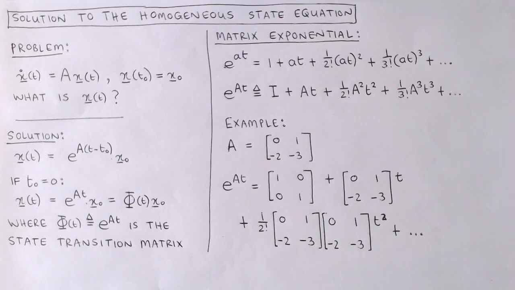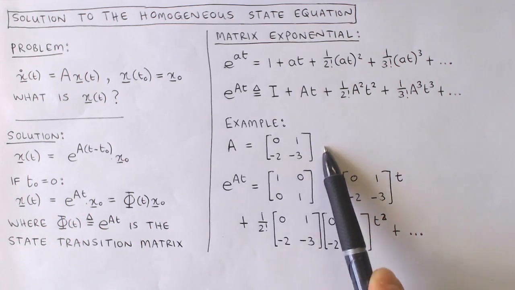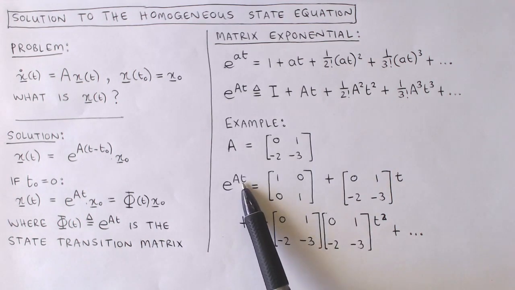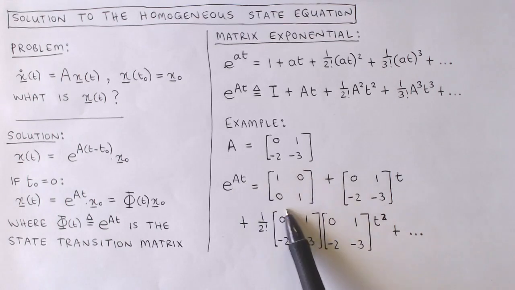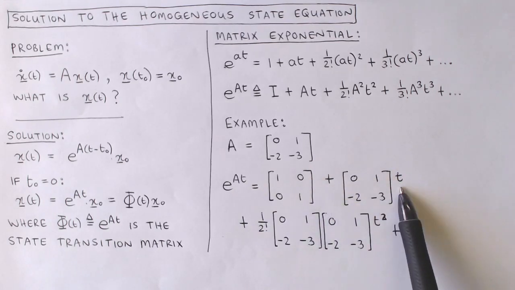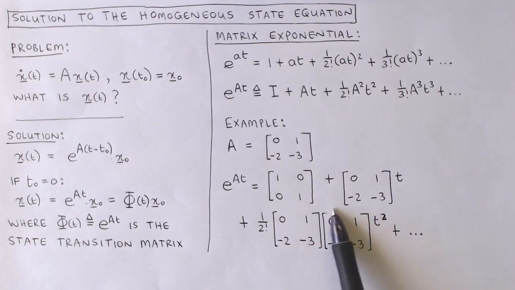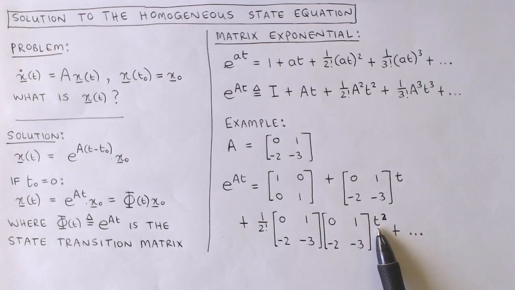To illustrate this definition, let's look at an example. Suppose matrix A is given by this matrix, then the matrix exponential of At is given by the identity matrix plus matrix A times t plus 1 over 2 factorial, which is a half, times matrix A squared times t squared, etc. It is important to note that the matrix exponential function is not the same as taking the scalar exponential function of each element.